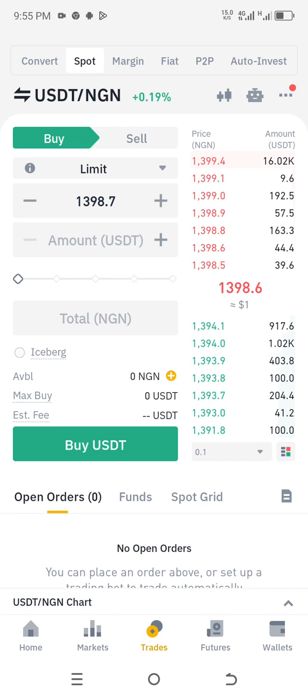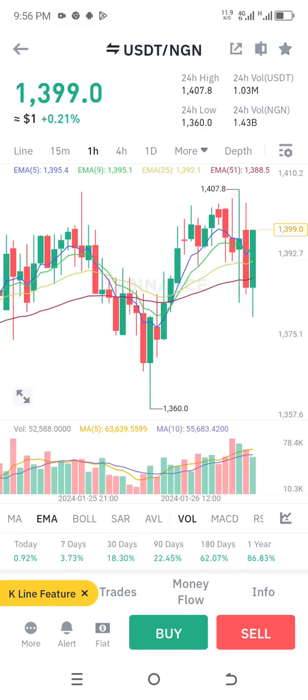So for you to understand that you can do it on any other exchange, I have switched to Binance. What you can check currently is to search for USDT slash NGN. This is the current USDT slash NGN rate in today's market. It's at 1,360, though now it has increased and is still increasing.